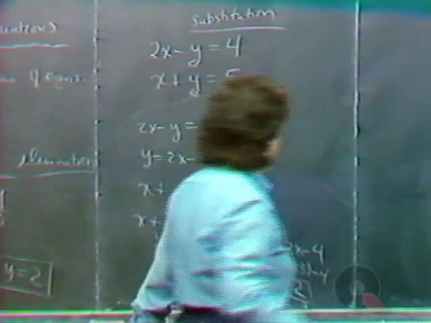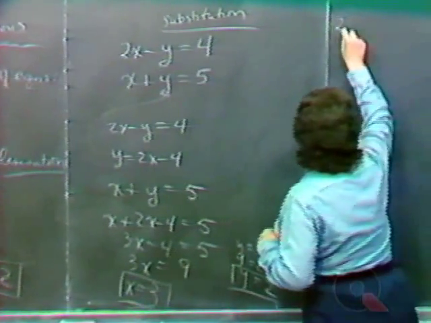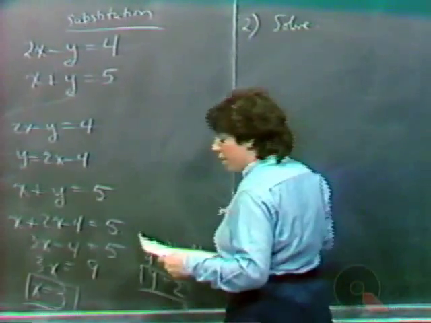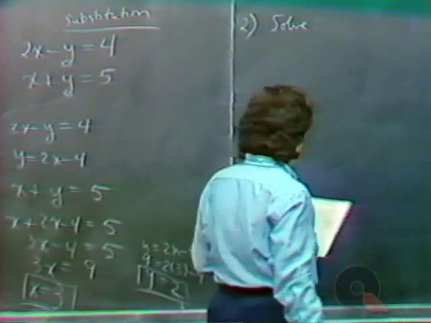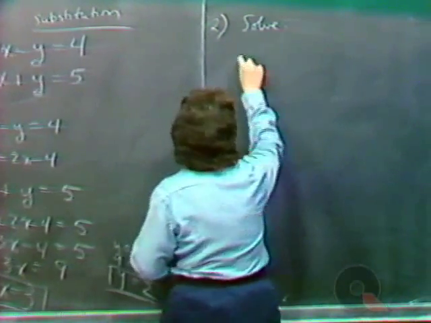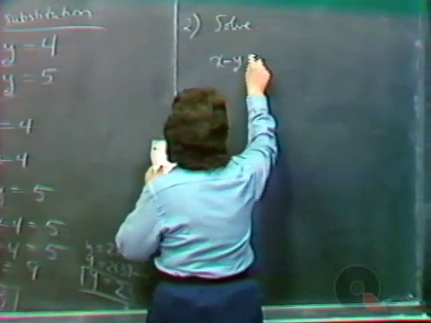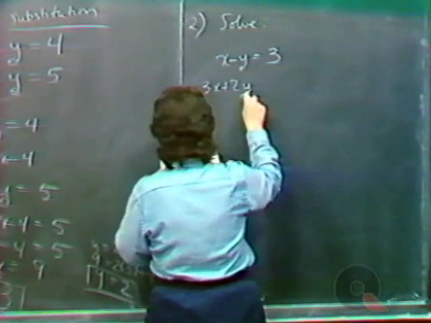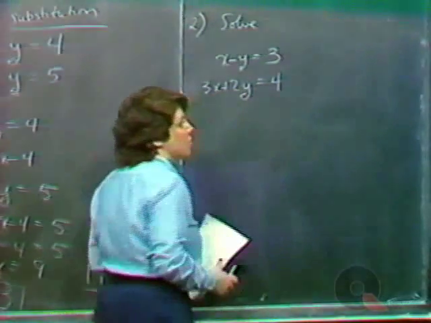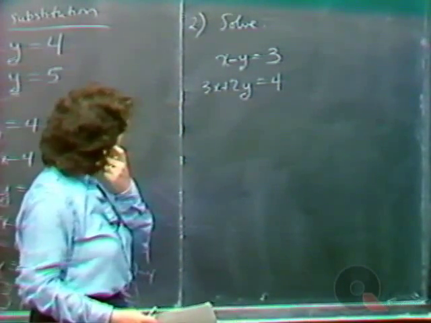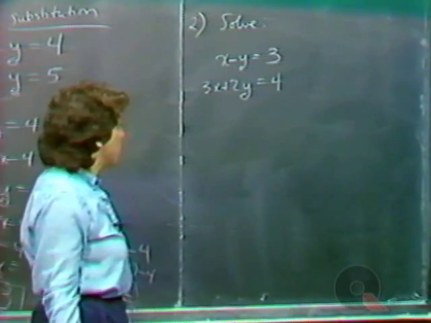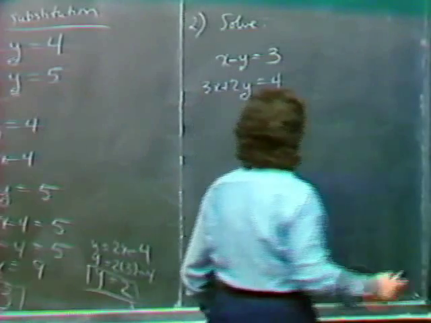Okay, let's try the following. I'm just going to write solve in each case for solve the following system of equations. Okay, x minus y equals 3, 3x plus 2y equals 4. All right. We can solve this by substitution. Let's try that.